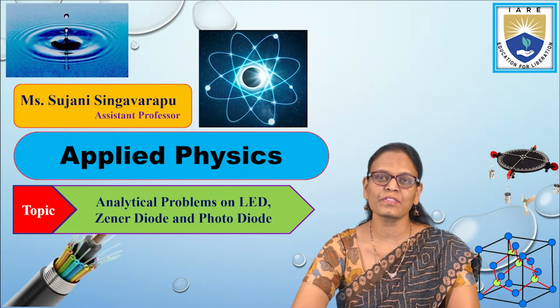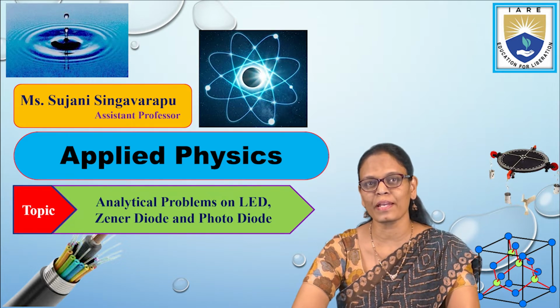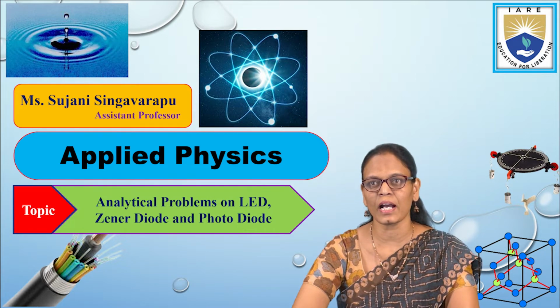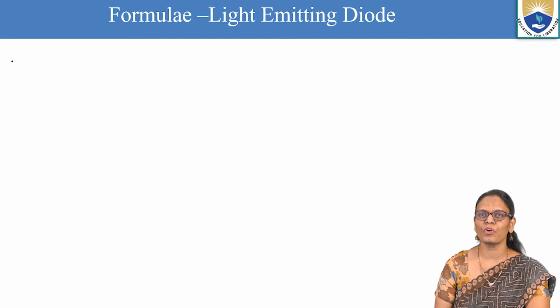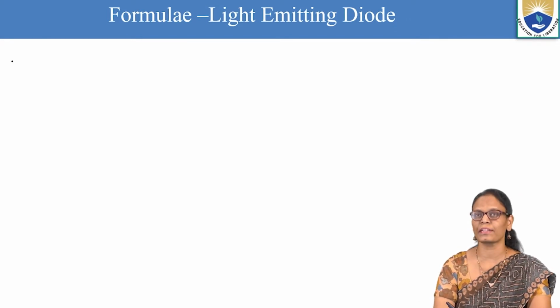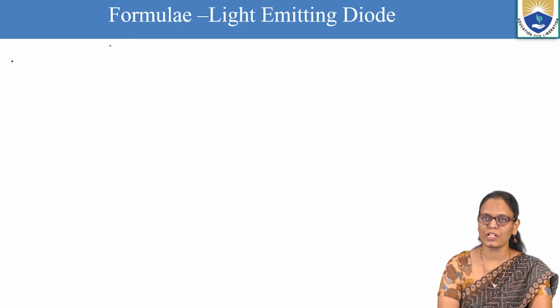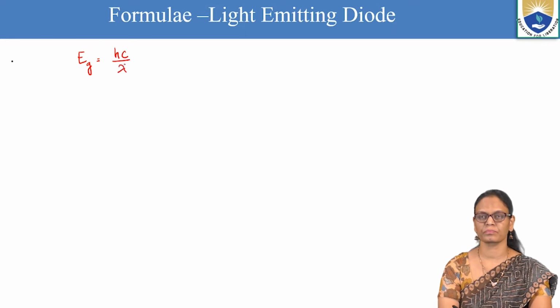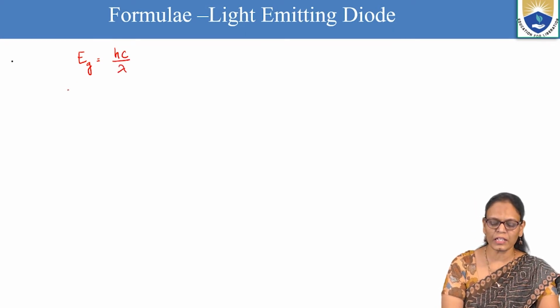Today, we are going to discuss some analytical problems based on the concepts of light emitting diode, Zener diode and photodiode. So before seeing the problems, let us recollect all the formulae that we are going to use to solve the numerical problems. So the first one is Eg is equal to hc by lambda.